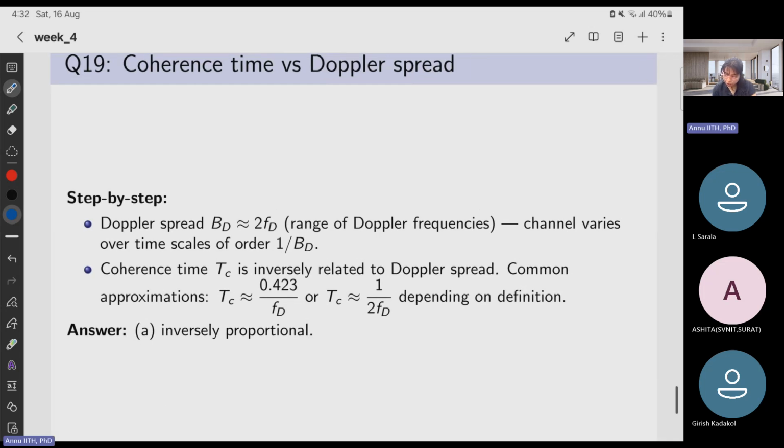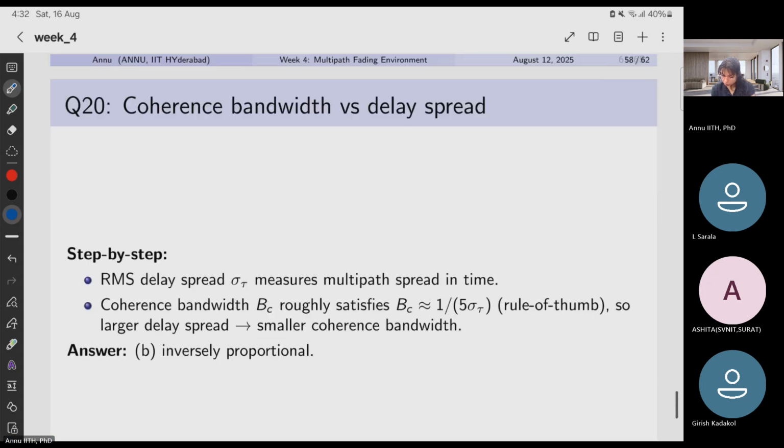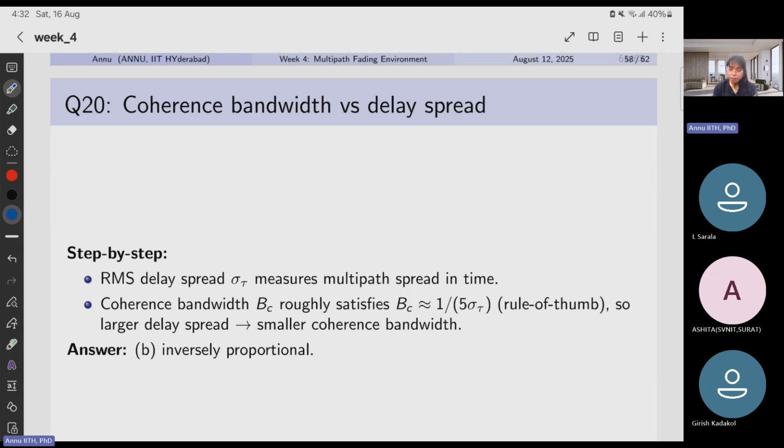The question was coherence time versus Doppler spread. It is inversely proportional, as we know. Then coherence bandwidth versus delay spread. The RMS delay spread sigma tau measures multipath spread in time. Coherence bandwidth Bc roughly satisfies Bc equals 1 by 5 sigma tau, which is the rule of thumb. So a larger delay spread means a smaller coherence bandwidth; they are inversely proportional.